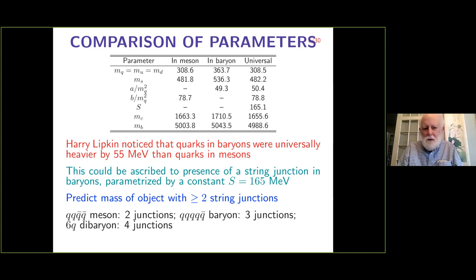So the question then is to predict the mass of objects with two or more string junctions. For instance, the tetraquark meson has two junctions. The pentaquark baryon has three junctions. The dibaryon has four junctions, and so forth. So one is looking for tests of these. It's complicated by the fact that many of the higher quark number states are very near a threshold for molecules. And nonetheless, there are a couple of cases where one can actually test the addition of two string junctions.